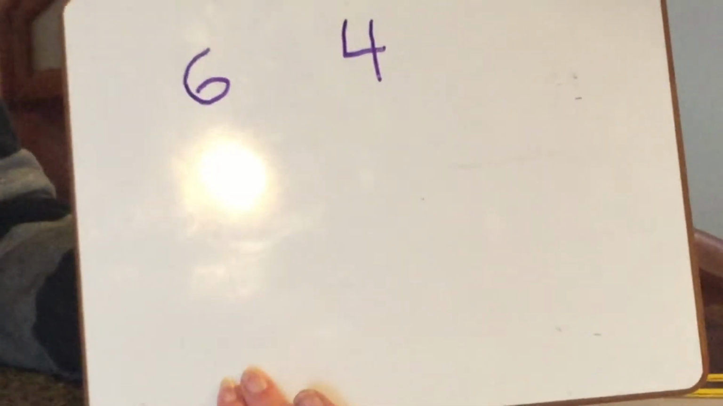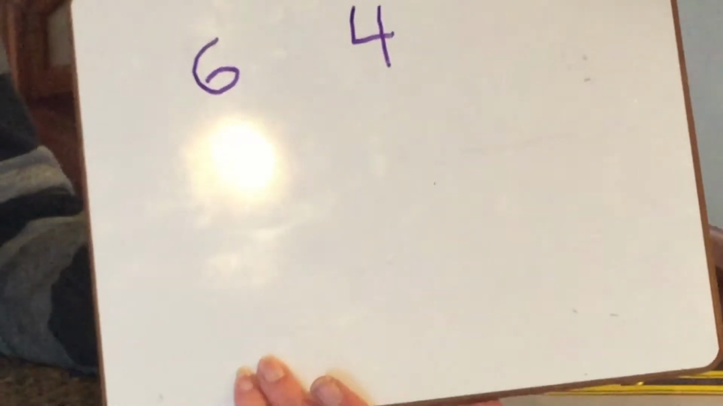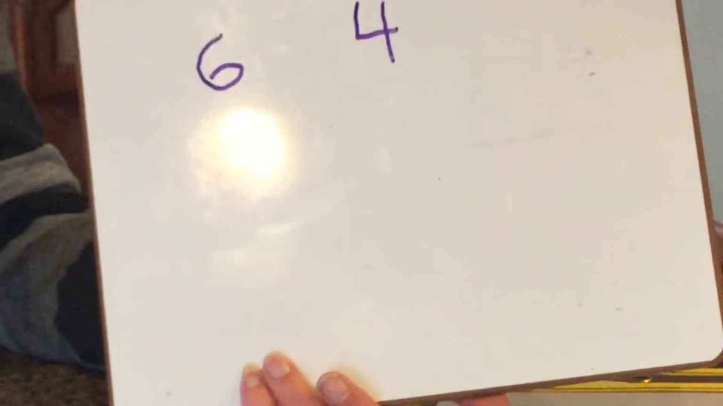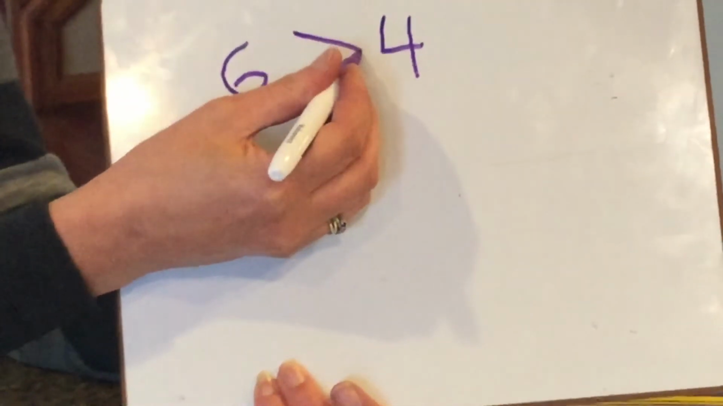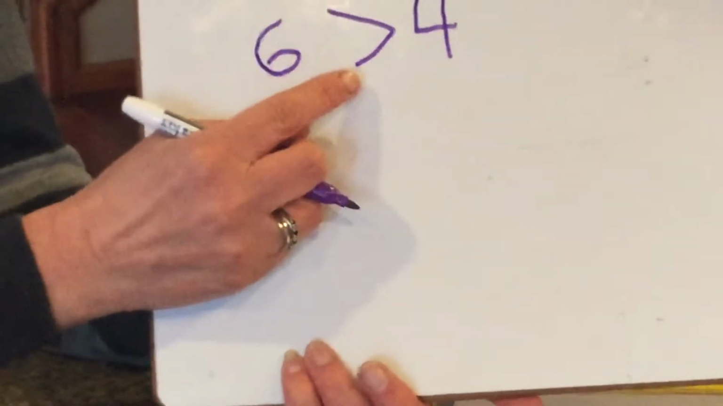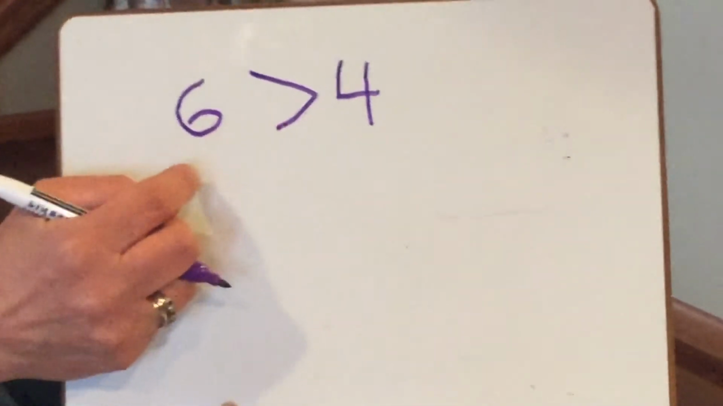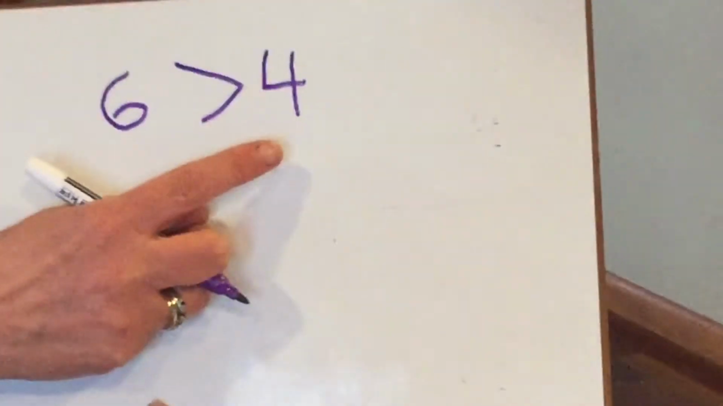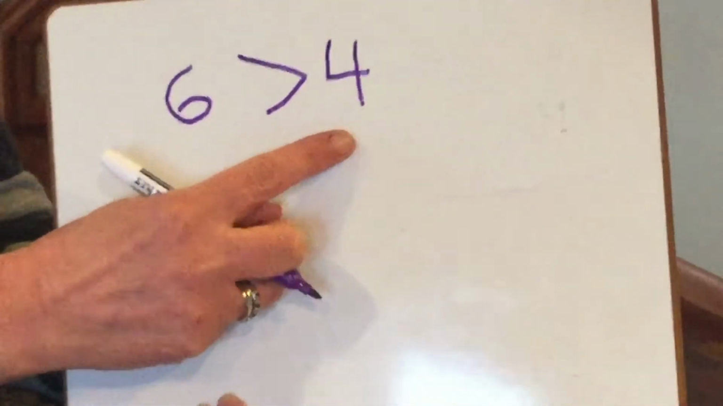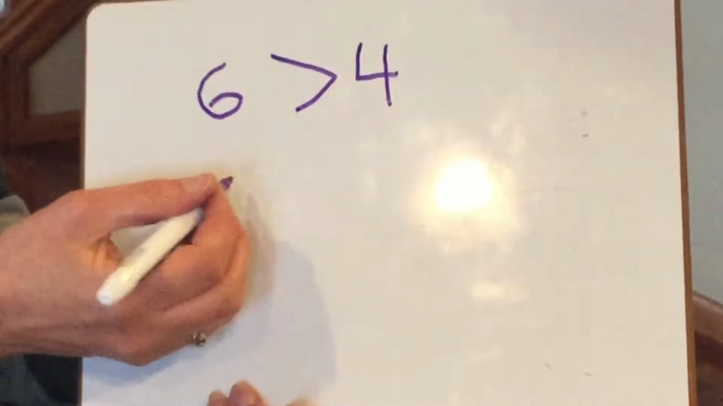Alligator, alligator, sitting in the swamp. How many pizzas do you want to chomp? He wants to chomp the 6. So the alligator's mouth is open towards the 6. 6 is greater than 4. I'm going to write down a few more numbers.